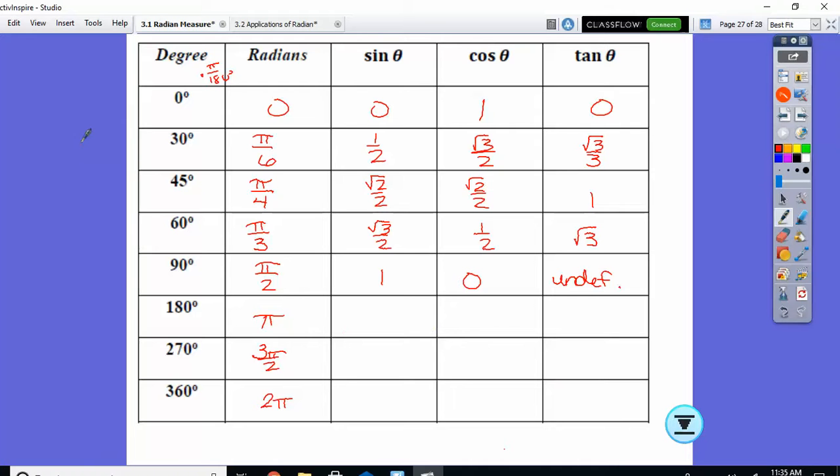Okay, for the 180 and the 270, you might need to go back to this picture like we did in chapter 1. In this picture, the r was always 1. My x is -1, my y is 0. So sine, we knew was y over r, so 0 over 1 is 0. Cosine was x over r, so -1. Tangent y over x is 0.